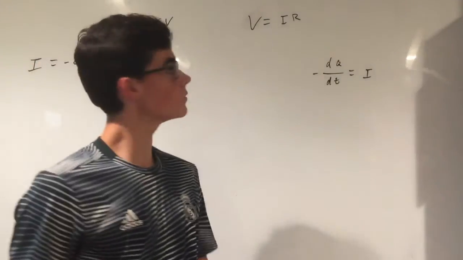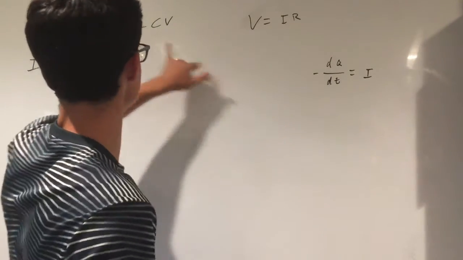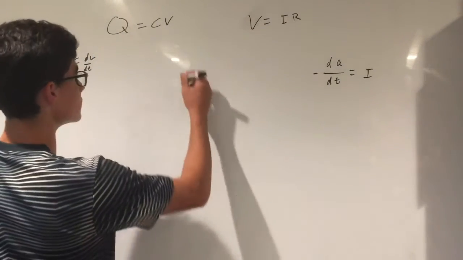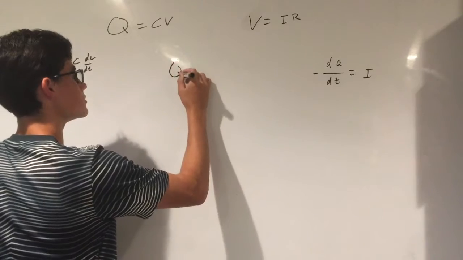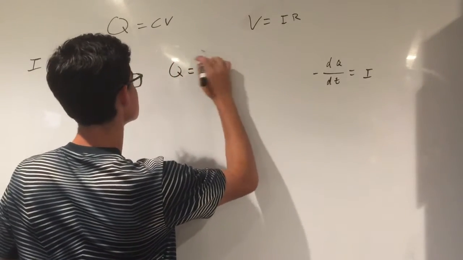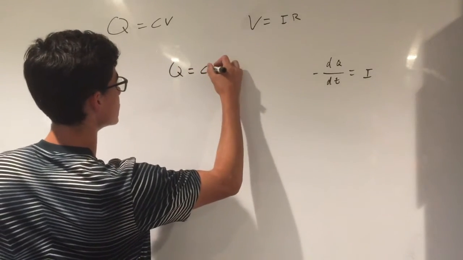So now what happens if we just plug Ohm's law into the capacitance equation? You can write this as Q is equal to C times, now we plug it in, RI.